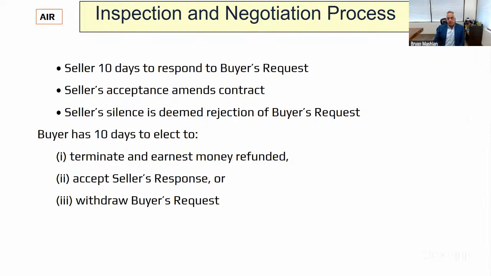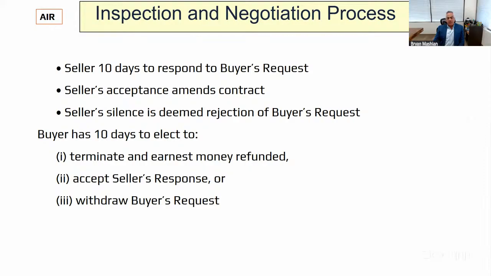We did that on purpose because a lot of times things happen in between the parties reaching an agreement and then going to sign the escrow instruction. So in our library, we publish a buyer's notice of disapproval, a seller's response, and a buyer's reply template that you can use to go through this process. If you use that, and the seller accepts the buyer's request, that automatically amends the contract.